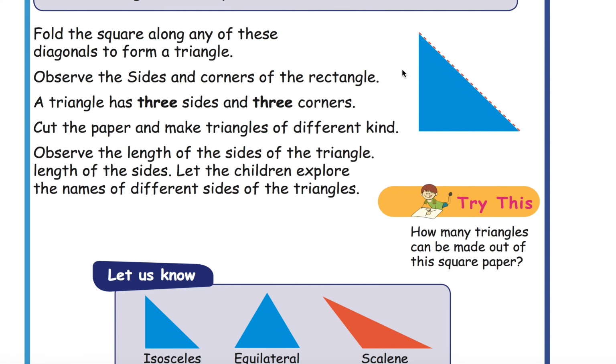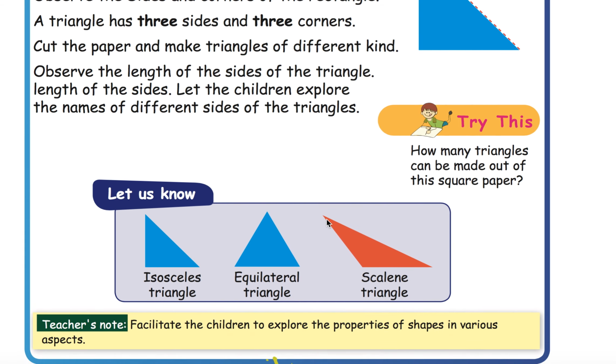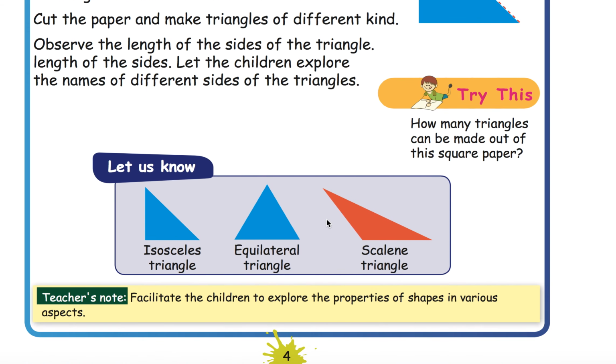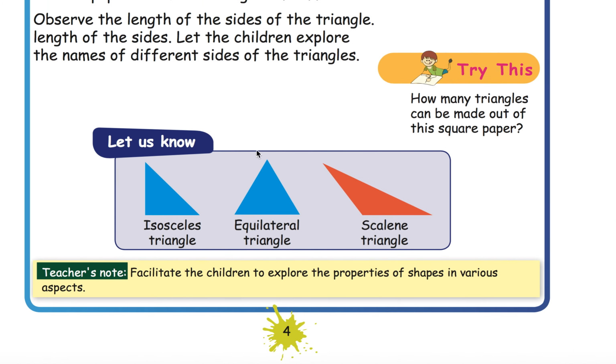Yes, now triangle, properties of triangle. Triangle has 3 sides and it has 3 corners, 1 2 3. When all the sides of a triangle are equal, then it is called an equilateral triangle.